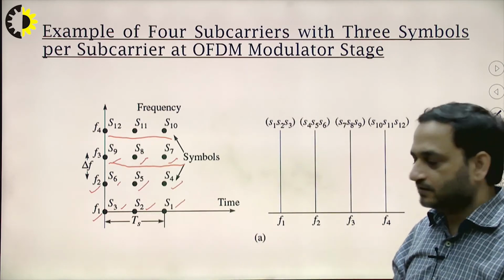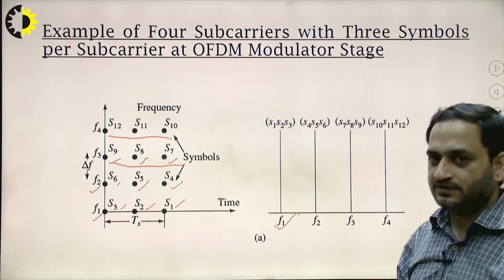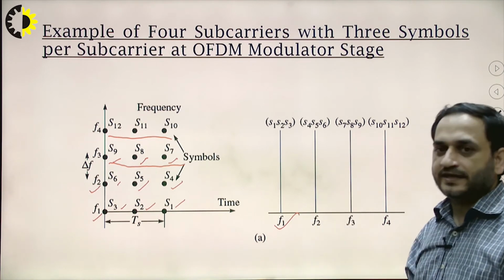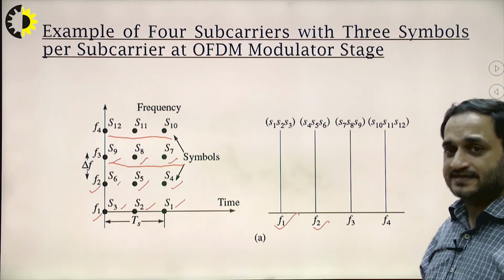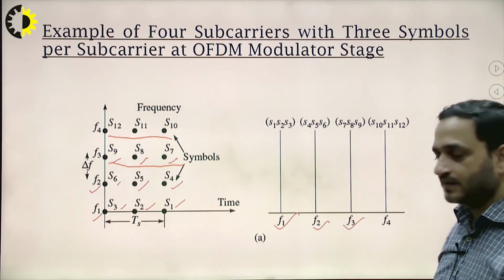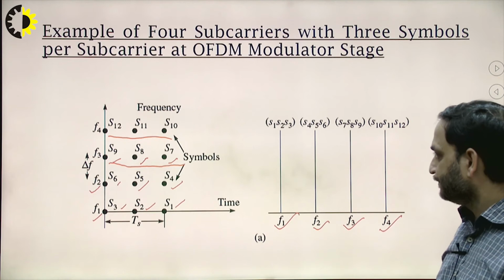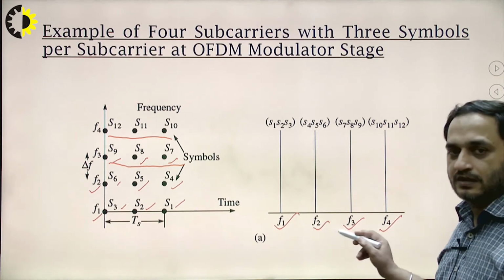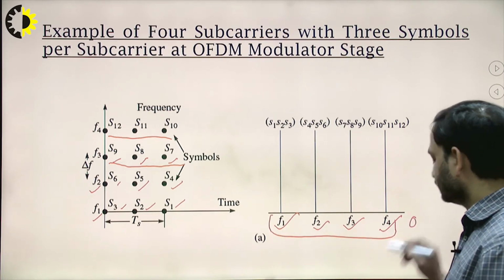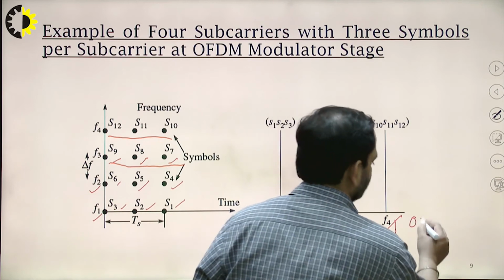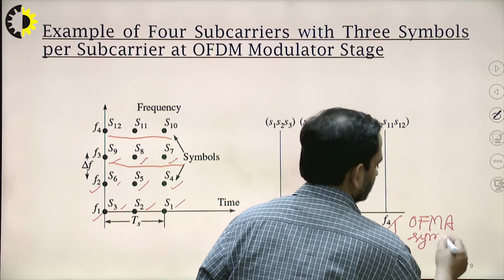So we are modulating these symbols like S1, S2, S3 with the carrier frequency F1, and S4, S5, S6 with the carrier frequency F2, S7, S8, S9 with the carrier frequency F3, then S10, S11, S12 with the carrier frequency F4. So with this band, F1, F2, F3, F4, we get one OFDM symbol. So we can mention it as the OFDM. So this is one OFDM symbol.